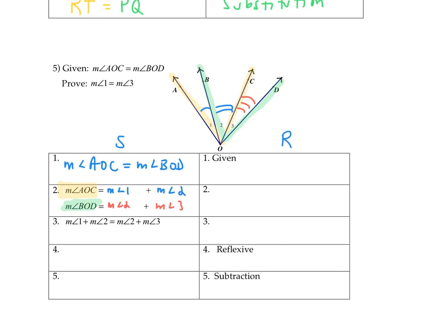So when we talk about an angle being equal to the sum of two adjacent acute angles, or two adjacent angles, then we're really referring to angle addition. So our reason, or how we know these facts in line 2, is by the angle addition postulate.